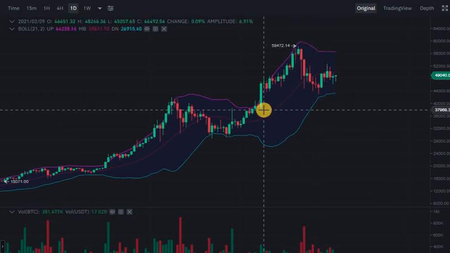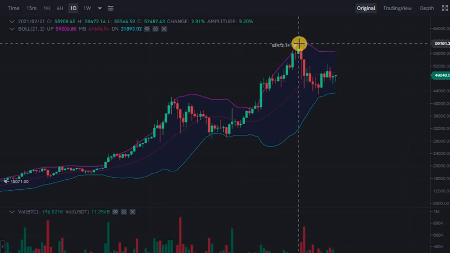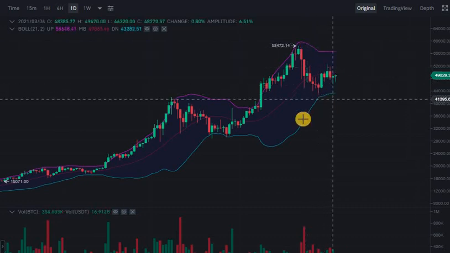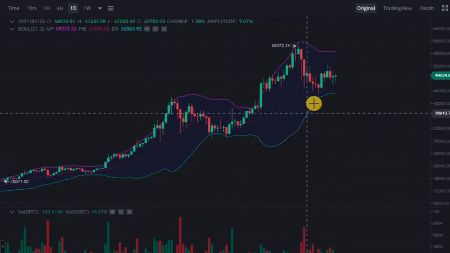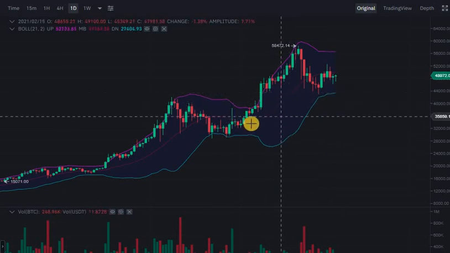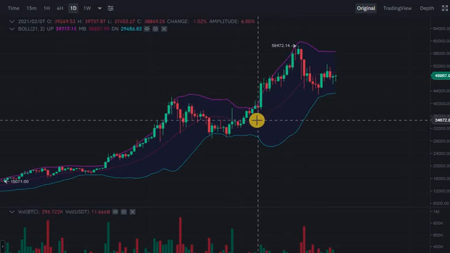When the price of an asset touches the upper band of this indicator, the price is said to be overbought. When the price touches the lower band, that means the price is oversold. And the middle line right here is the moving average. The moving average, this line inside the bands, serves as direction.